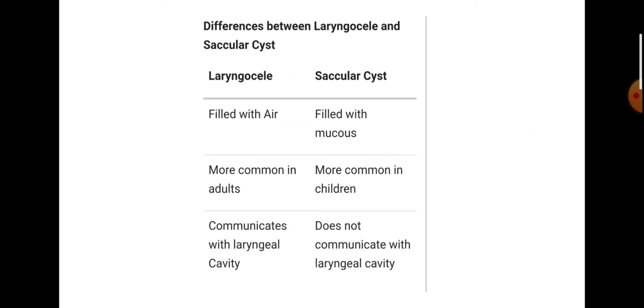So therefore, what are the differences between a laryngocele and a saccular cyst? A laryngocele is filled with air, more common in adults, and communicates with the laryngeal cavity, whereas saccular cyst is filled with mucus, more common in children, and does not, I repeat, does not communicate with the laryngeal cavity.